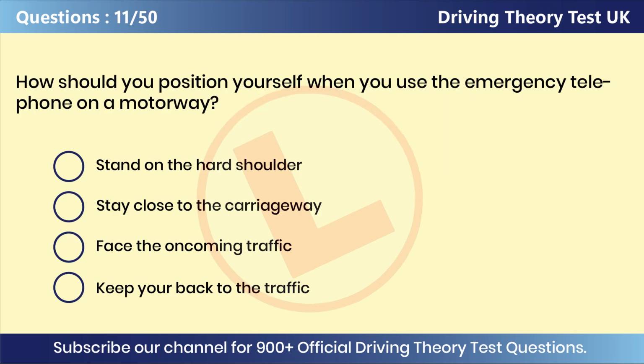Question 11. How should you position yourself when you use the emergency telephone on a motorway? A. Stand on the hard shoulder. B. Stay close to the carriageway. C. Face the oncoming traffic. D. Keep your back to the traffic.